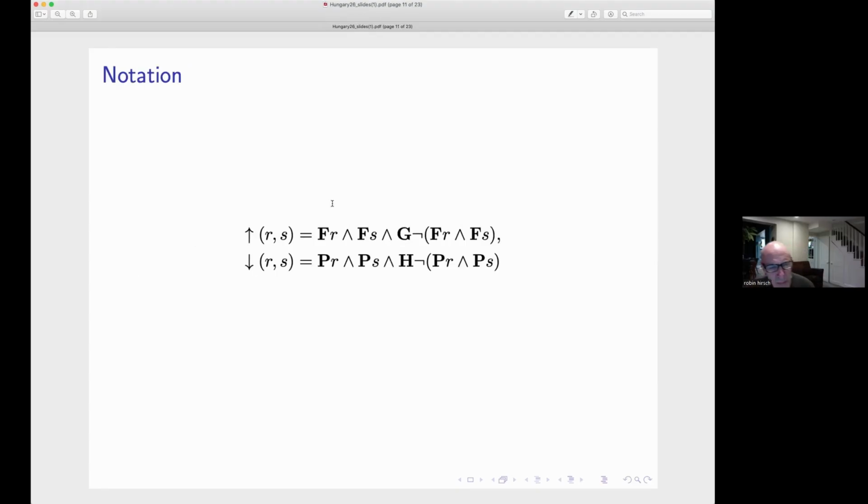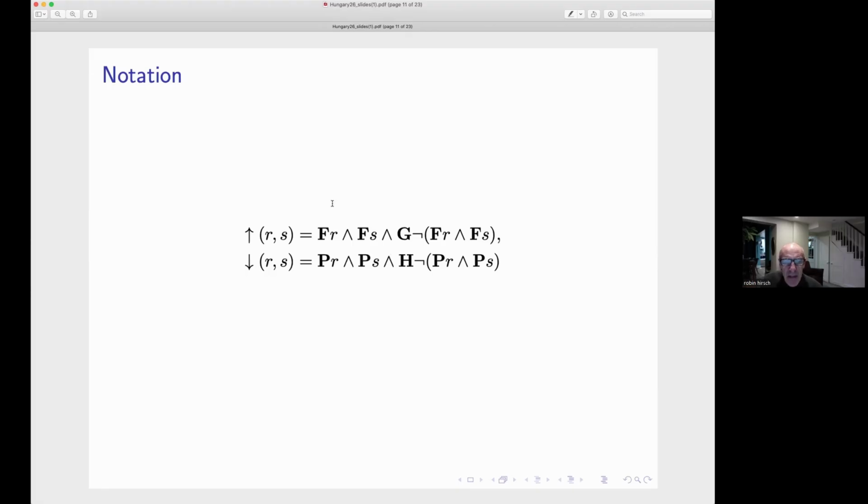There's a new piece of notation here. When we're working with irreflexive up to the speed of light, this 2-density can fail. And this notation indicates a failure of that axiom. We'll say that up arrow RS is true if you can see R in the future, you can see S in the future, but as soon as you go forward, you can't see both of them.